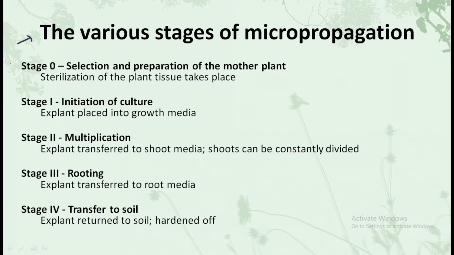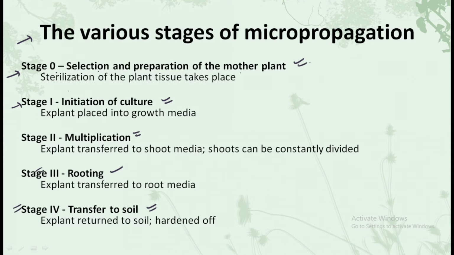So we mainly have 5 stages of micropropagation. The first stage is stage 0, that is selection and preparation of the mother plant. In stage 1, we have the initiation of the culture. In stage 2, we have the multiplication happening. In stage 3, we have the rooting, and finally there occurs stage 4, that is the transfer to the soil.